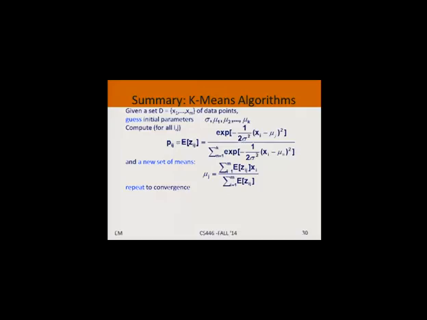So I'm looking at the point x, and I'm asking, okay, what's the probability that it came from mu1, came from mu2, came from mu k? And this is how we did it, right? Pij is this. Once we have these labels, or fractional labels, we can compute a new set of means.